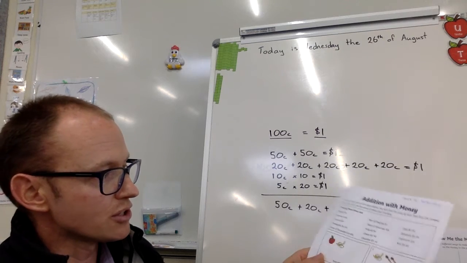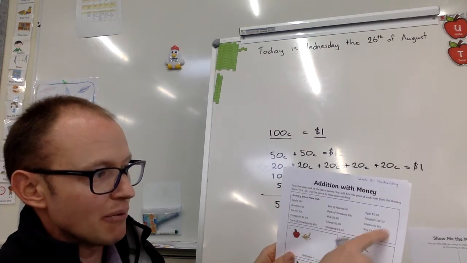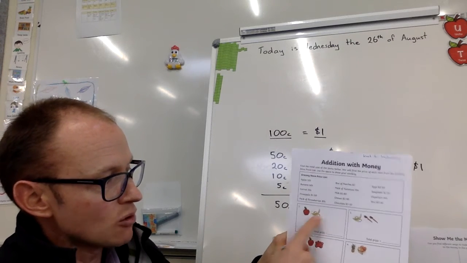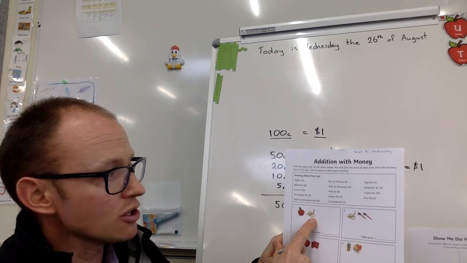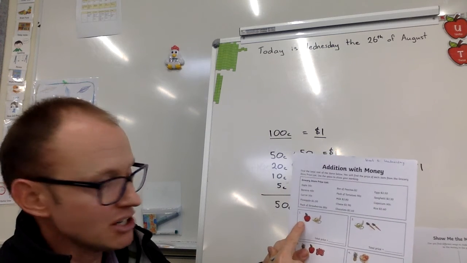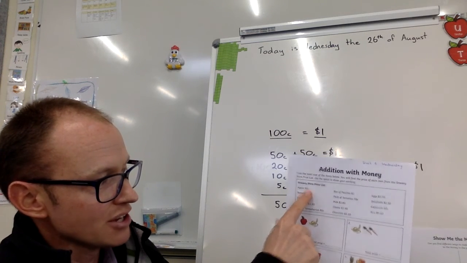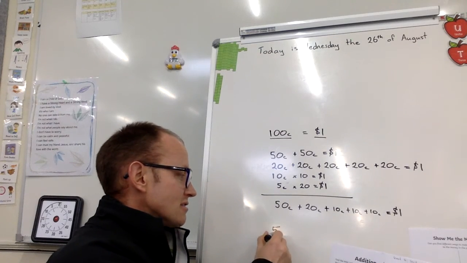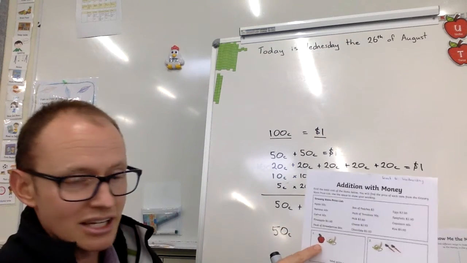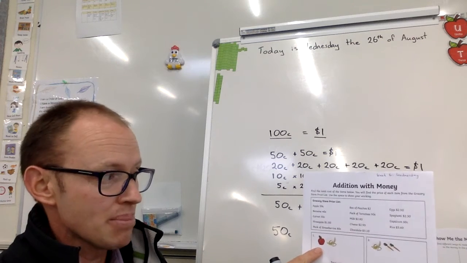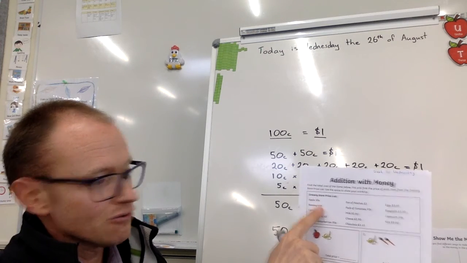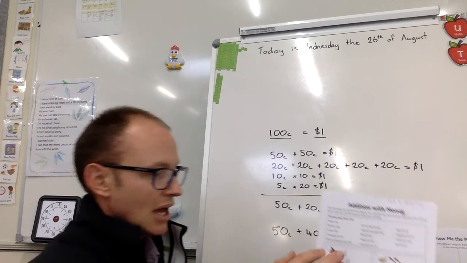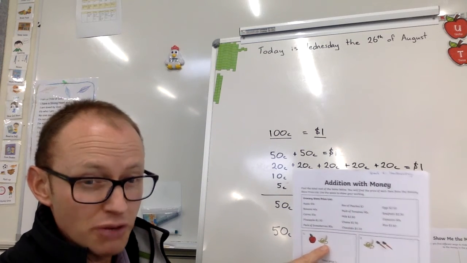What you've got, though, is information up here about what the prices are at this shop. You've got a picture of an apple and a picture of a banana. What you've got to do first of all is look for how much an apple costs. An apple costs 50 cents. I recommend writing that straight underneath the apple before you forget it. And then a banana is 40 cents. Write that straight under the banana before you forget it.